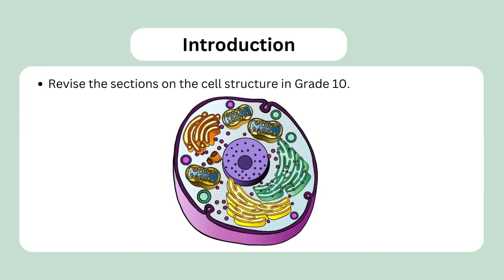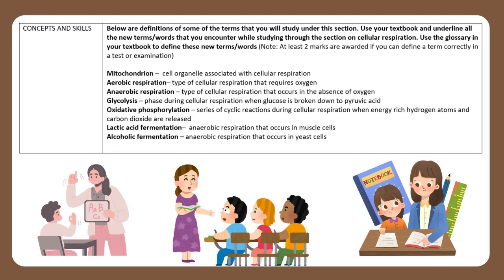Introduction. Revise the sections on the cell structure in grade 10. Concepts and skills. Below are definitions of some of the terms that you will study under this section. Use your textbook and underline all the new terms/words that you encounter while studying through the section on cellular respiration. Use the glossary in your textbook to define these new terms/words. Note, at least 2 marks are awarded if you can define a term correctly in a test or examination.